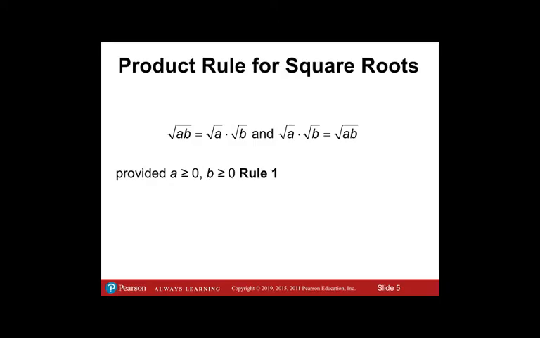The product rule for square roots: if we have the square root of a times b, this is the same as the square root of a times the square root of b, and vice versa. If we have the square root of a times the square root of b, we can condense that into one radical, the square root of a times b, provided that a and b are non-negative, so greater than or equal to 0. This is rule number 1.